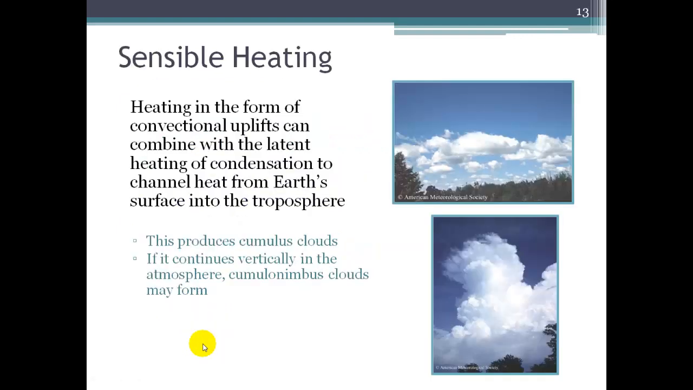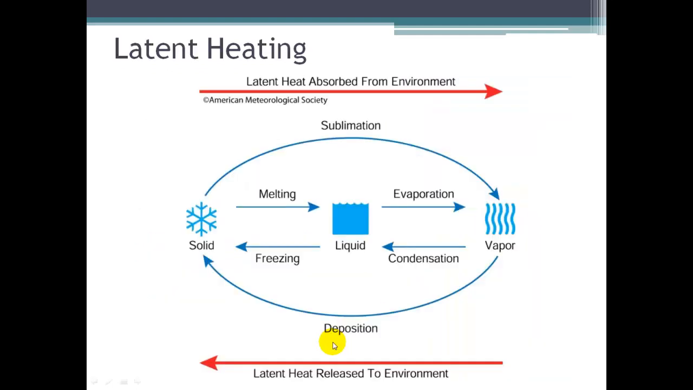Sensible heat is heat we can feel, we can sense, and it heats up the atmosphere through convectional currents, and we can combine that with some moisture to create cloud growth, as we'll talk about in a future chapter. We get cumulus clouds, fair weather clouds, in this kind of case when we have updrafts with moisture in the air. If the process continues, those cumulus clouds can develop into cumulonimbus clouds and create severe weather.